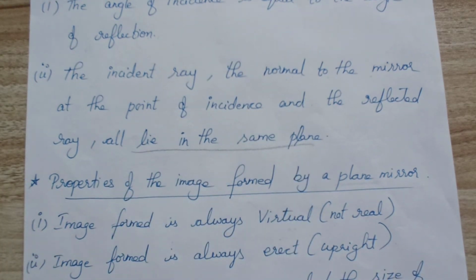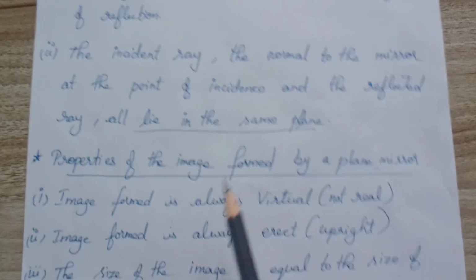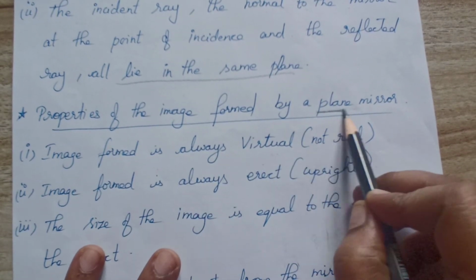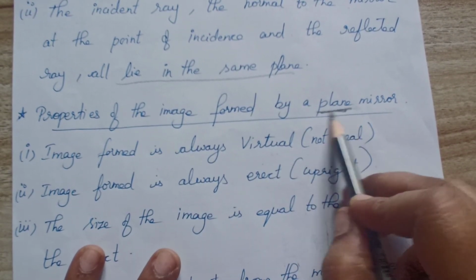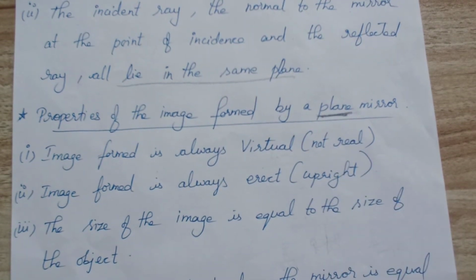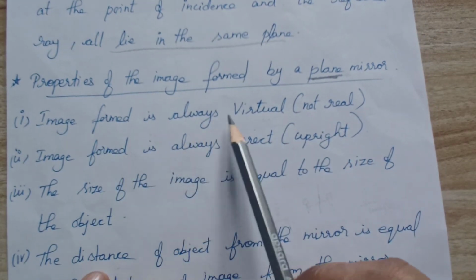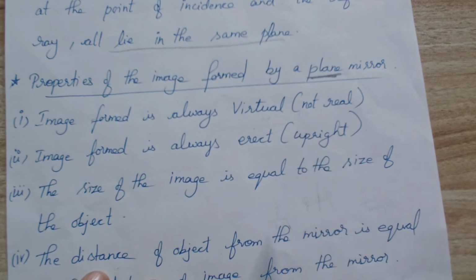Next we'll see how the image looks in a plane mirror. That means the properties of the image formed by a plane mirror. I use the word plane mirror here, because in day-to-day life we see plane mirrors. The image formed is always virtual, not real.